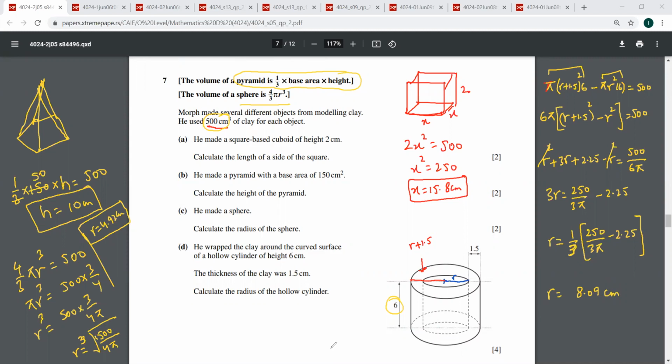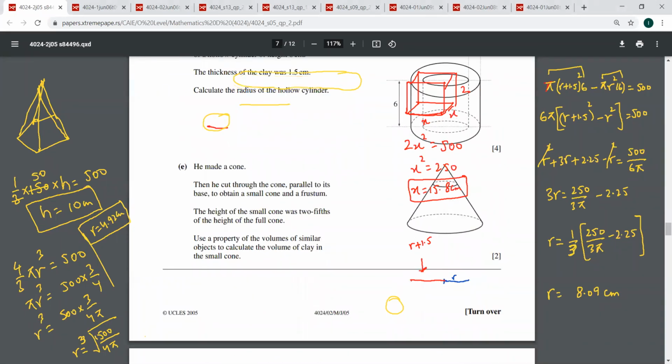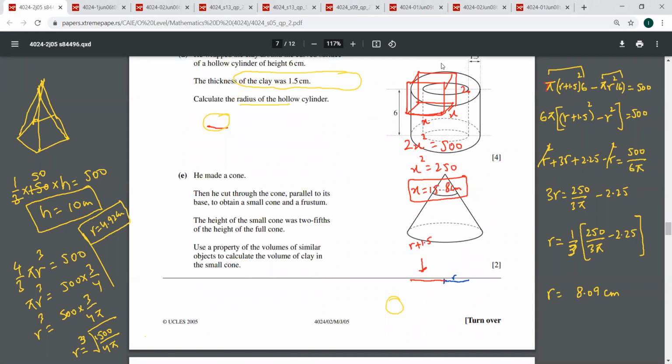Okay, we are still left with some of this. Look at the last part, the E part. Let me clear some of the area from here. He's telling us that he made a cone. Then he cut through the cone parallel to its base to obtain a small cone and a frustum. Now this lower part is a frustum and the upper part is a cone. The height of the small cone was 2/5 of the height of the full cone.